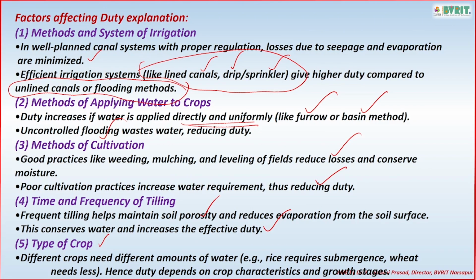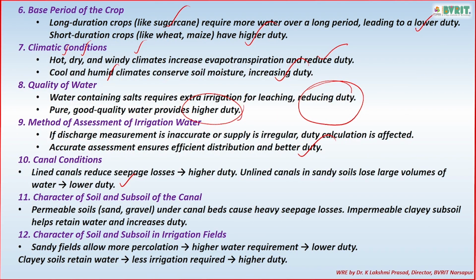So once again, what are the factors affecting duty? Just methods and system of irrigation. Then second one is methods of applying water to the crops. Third one is the type of method you are using for cultivation, and then time and frequency of tilling. Fifth one is the type of crop. Next one is the base period of the crop, the climatic conditions, the quality of water, the method of assessment of irrigation water, then canal conditions, character of soil and subsoil of the canal, and character of soil and subsoil of the field. So these are the 12 conditions on which the duty is going to be affected.